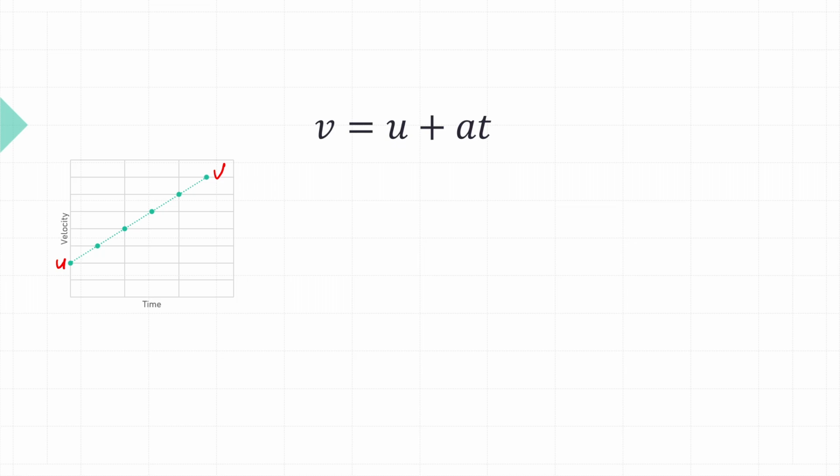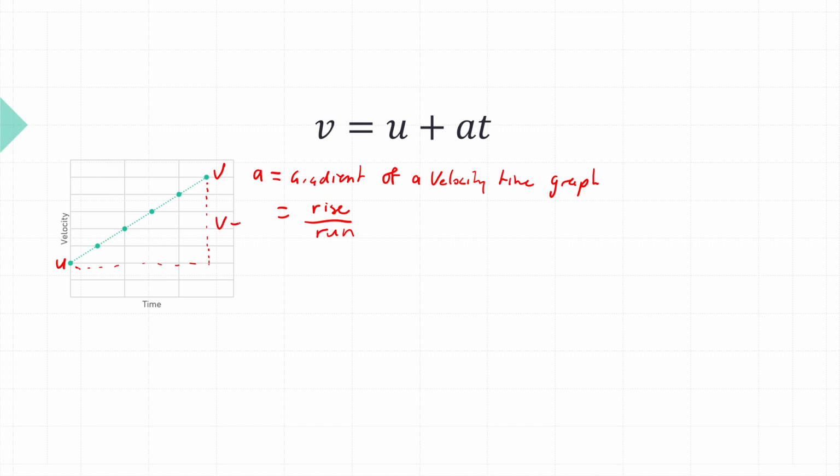Now, to determine our v equals u plus at equation, the mathematical information that we need to remember and use here is that acceleration on a velocity time graph is essentially the gradient. In other words, it's going to be equal to the rise over run. So I'm going to do some annotations on our graph to show that idea. So here our rise is going to be v minus u. So the final velocity take away the initial velocity is going to be our rise, and the duration of time to get from u to v is going to be our run.